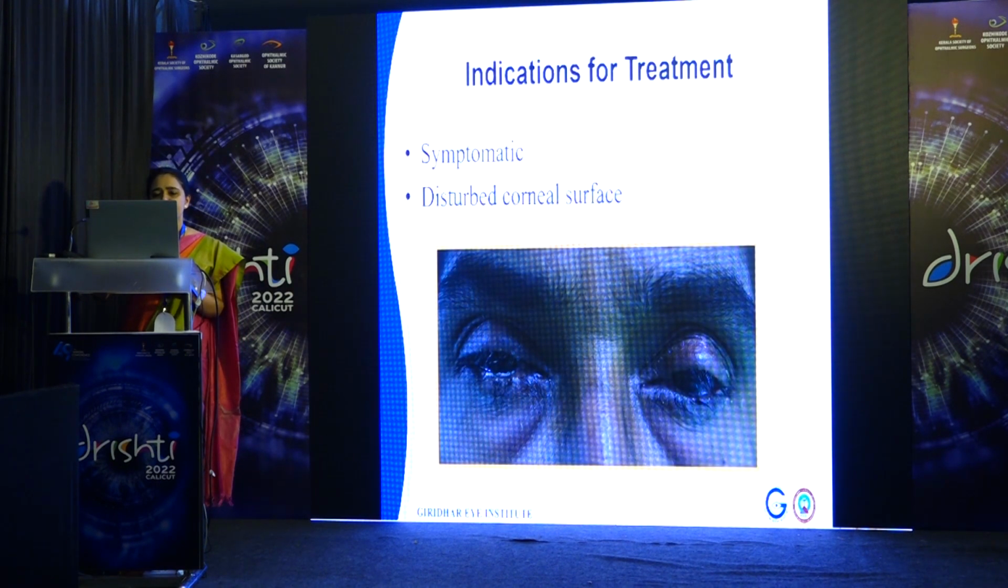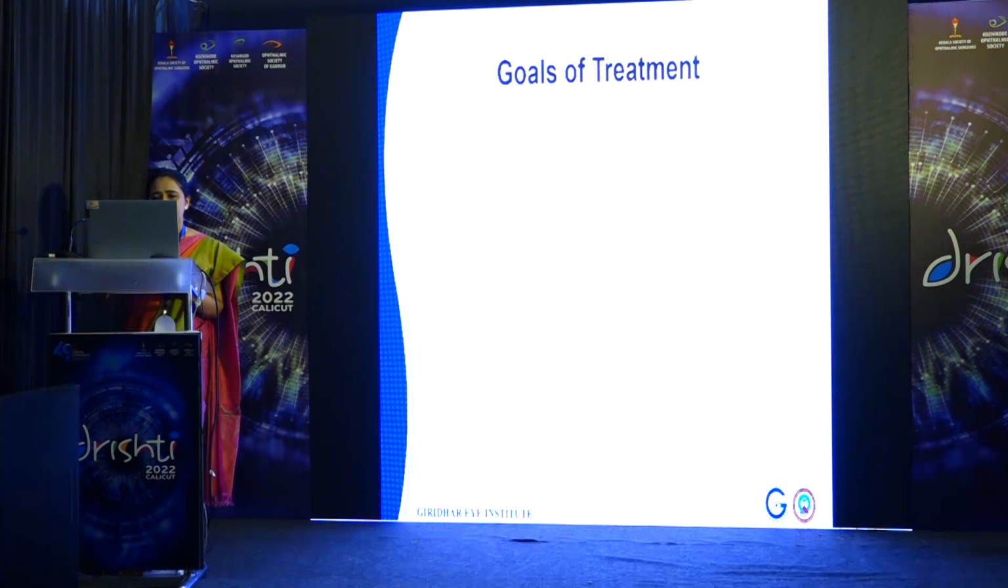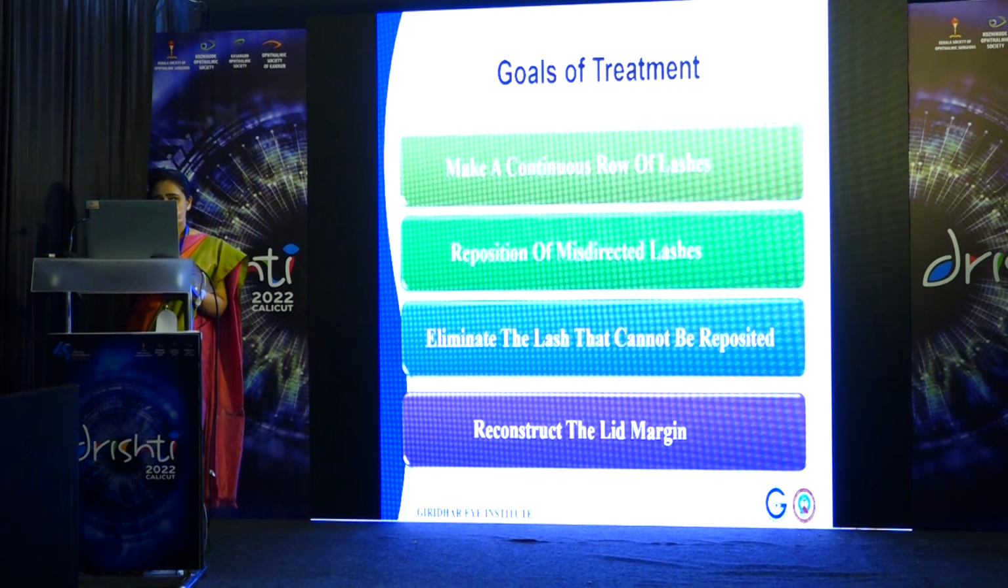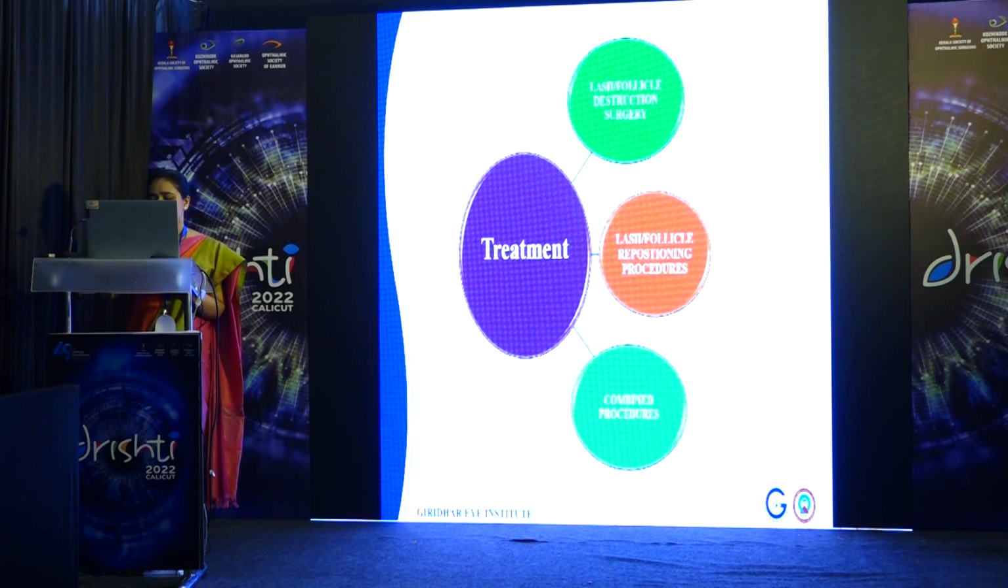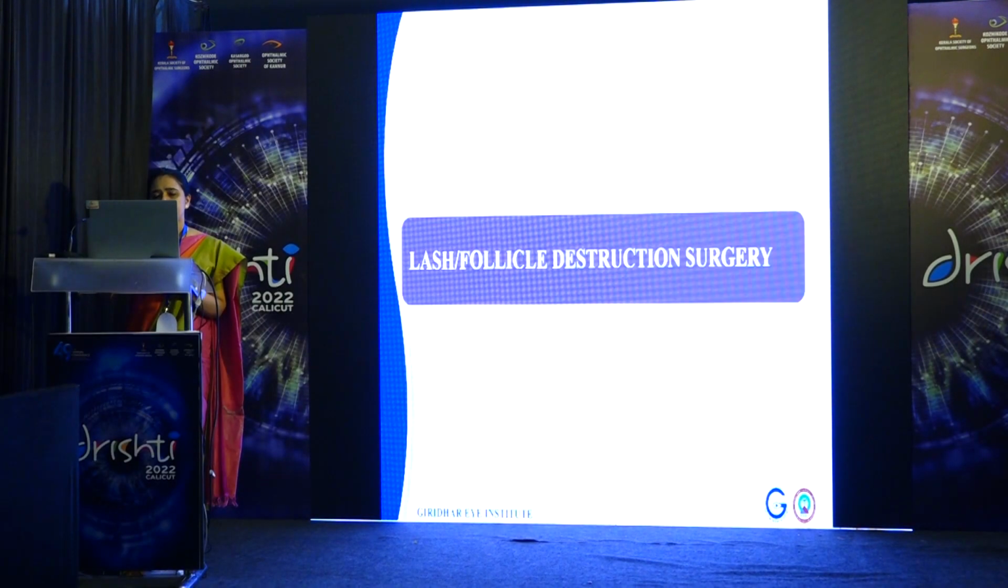So what are the indications for treatment? Suppose the patient is asymptomatic, you can leave alone. That is, no corneal involvement, no photophobia, no irritation, no watering, no surface inflammation. A disturbed corneal surface is also an indication for treatment. So what are our goals? Make a continuous row of lashes, reposition the misdirected lashes, eliminate the lashes that cannot be repositioned, and finally reconstruct the lid margin. The treatment is divided into three headings: lash follicle destruction surgery, lash follicle repositioning procedures, and then combined surgery.